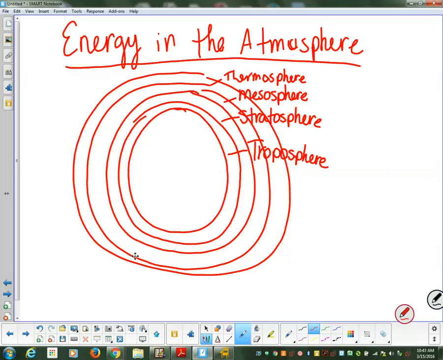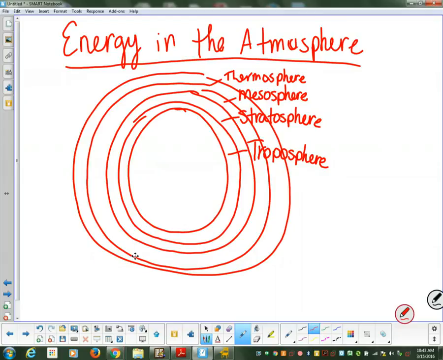Okay? The troposphere, which is the one that we are going to be spending the bulk of our time looking at, is where weather occurs. The stratosphere is where the ozone layer is. The mesosphere is where meteors get burned up. And then the thermosphere is going to be where our satellites are found. Okay? So just kind of giving you a little bit of background information.